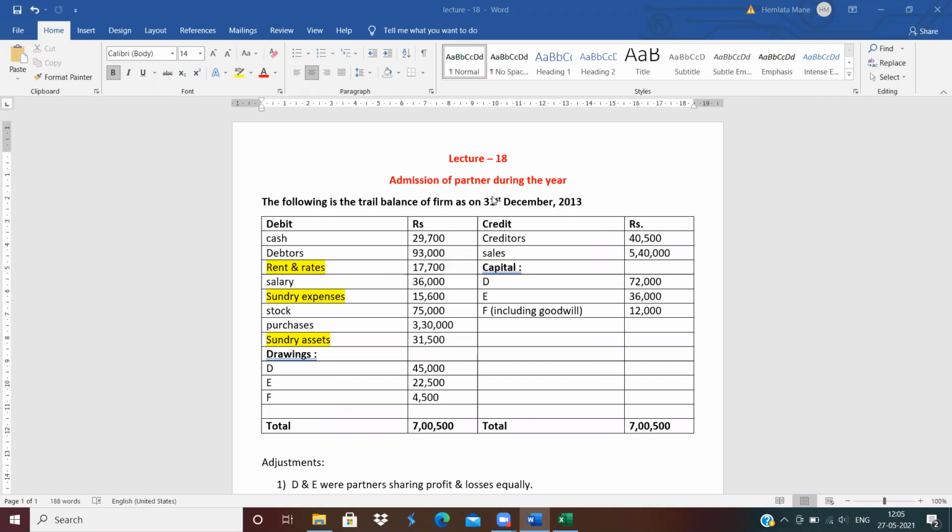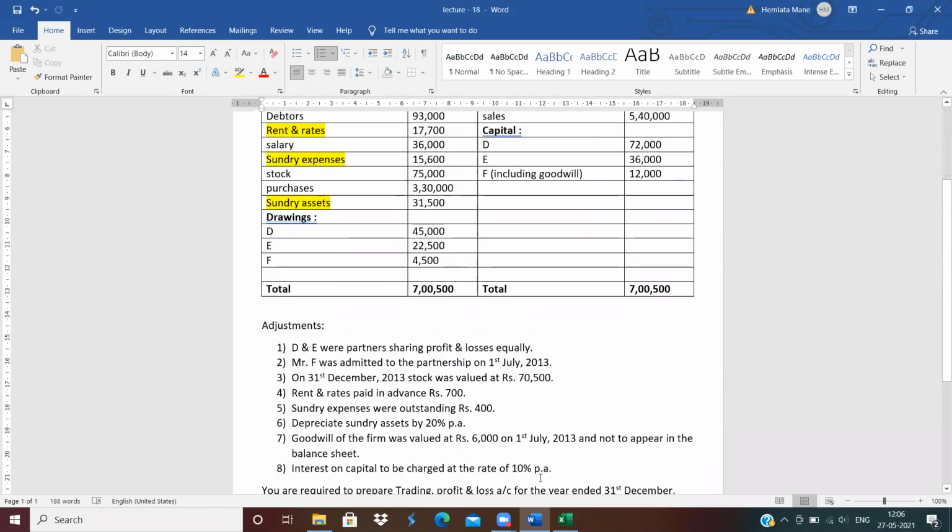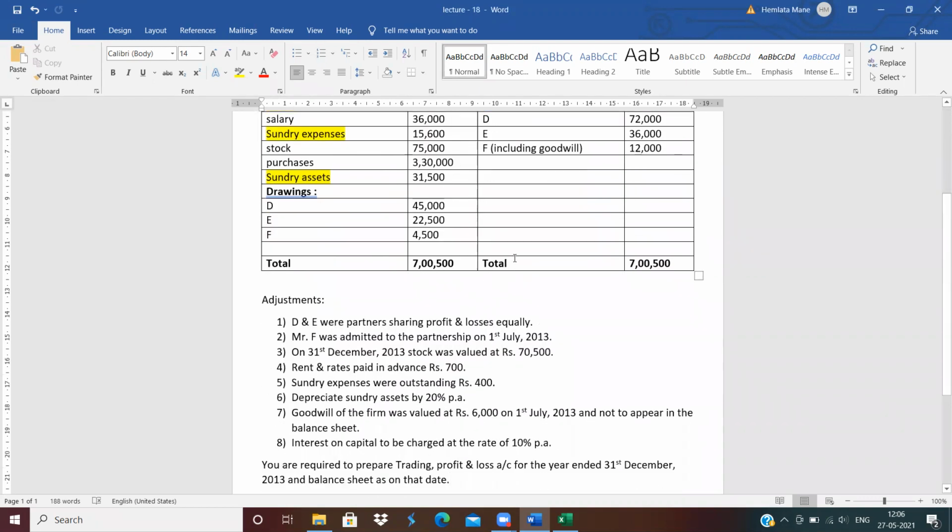In today's video, we will discuss how to solve the adjustments on the partnership final account when partners are admitted during the year. We solve the adjustments now. In the last lecture, we did all the postings. In this lecture, we will see how to do the adjustments.